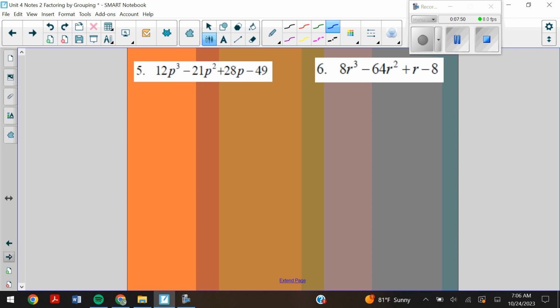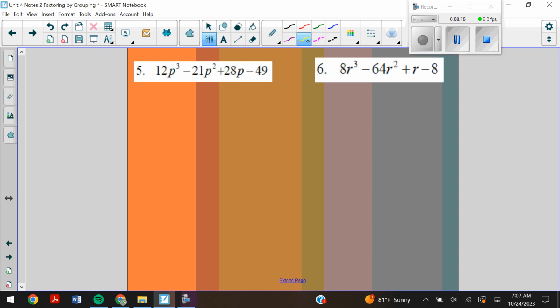Now, if we look here, these 2 problems have higher exponents. We see a p cubed in there. That is something new for us. So let's go ahead and look and see if I can factor out any GCF in our first problem, problem 5. Okay, so similar to some we saw yesterday, we can factor a greatest common factor out of 2 of them, but not all 4 of them.